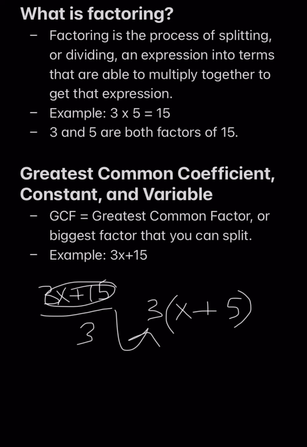So 3x divided by 3 is x, and 15 divided by 3 is 5. So your factors are 3 times (x plus 5). If you distribute the 3, you get the same thing as the example, which is 3x plus 15. So that's how you know that they're factors.